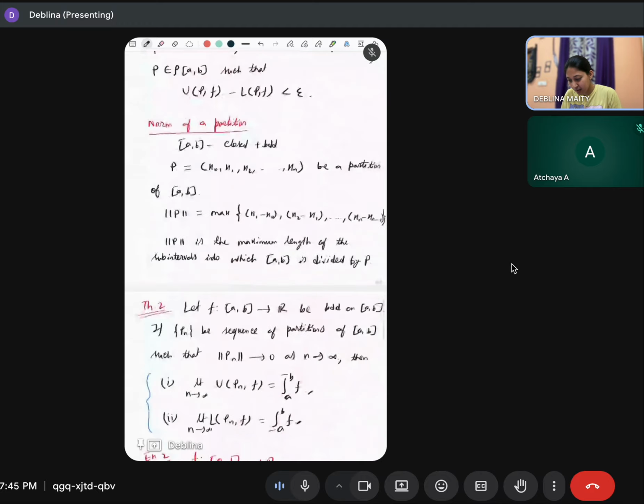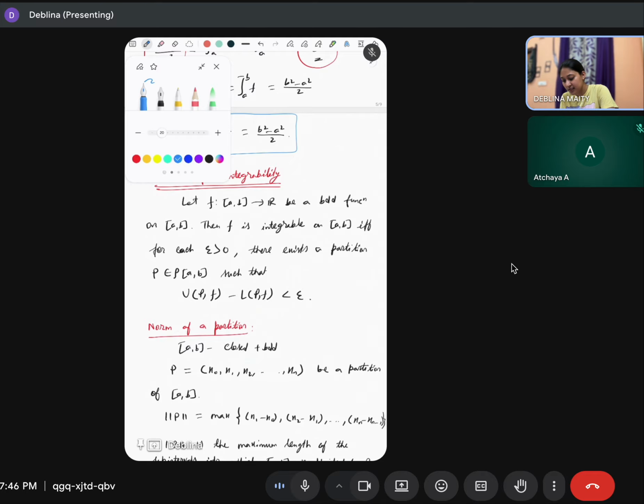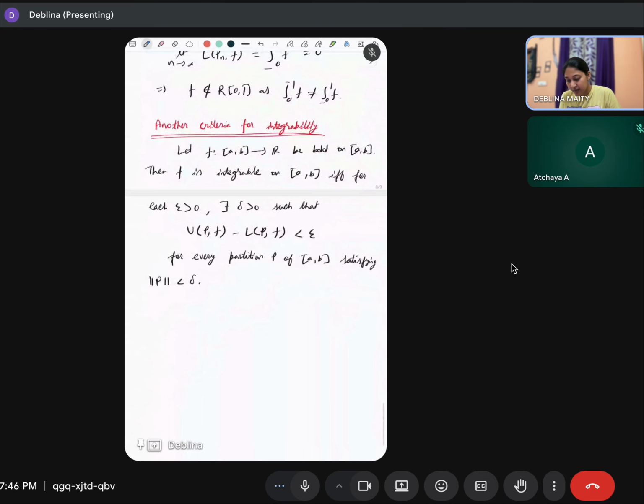So the first criterion was what? f is integrable if and only if for given epsilon greater than 0 there exists a partition such that this difference U(P, f) minus L(P, f) is less than epsilon. So you have to find a partition for this, right? Now in this condition, given epsilon greater than 0, we have to find a delta greater than 0 such that this inequality holds whenever the norm of P is less than delta. Right?